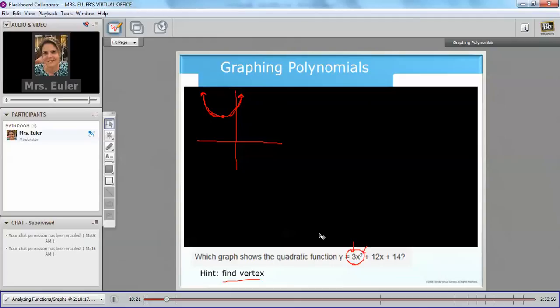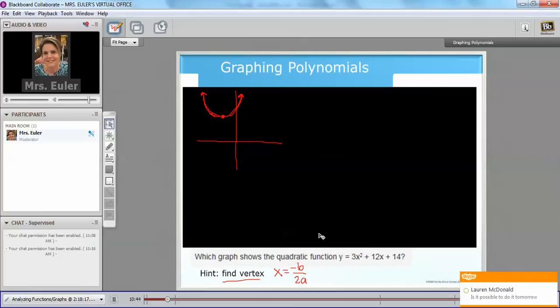So remember how to find the vertex. We have a little formula for it. X equals negative b divided by 2a. Remember, the b and the a come from the function itself. Let me get rid of some of this stuff so we can see what the a and b come from.